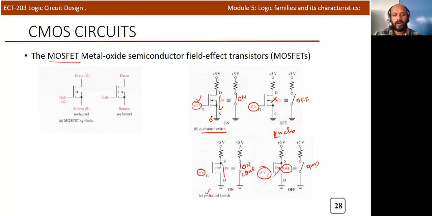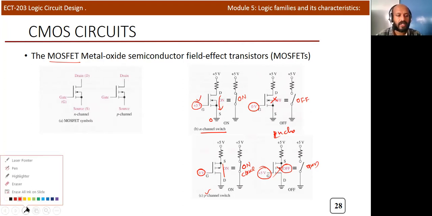So if you know these conditions, you can easily identify the CMOS circuit. Before studying the CMOS circuit, make sure that you are comfortable with this. For an N channel switch, if you apply plus 5 volt, the transistor will be in the on condition. If you apply 0, the transistor will be in the off condition. And for the P channel, if you apply 0 volt, the transistor will be in the on condition. And if you apply plus 5 volt, the transistor will be in the open condition.